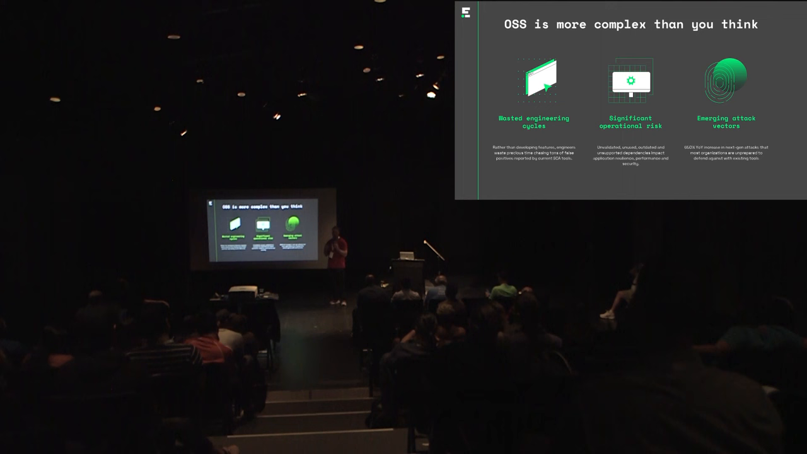We need context. Developers are going to waste engineering cycles on false positives and simply on things that don't impact them. There's also significant operational risk associated with open source software. At the end of the day, these software dependencies are generally going to be uninventoried and unvalidated. Frequently, software is actually unused, which introduces unnecessary risk, and ultimately also bloats your applications and impacts the performance of them.